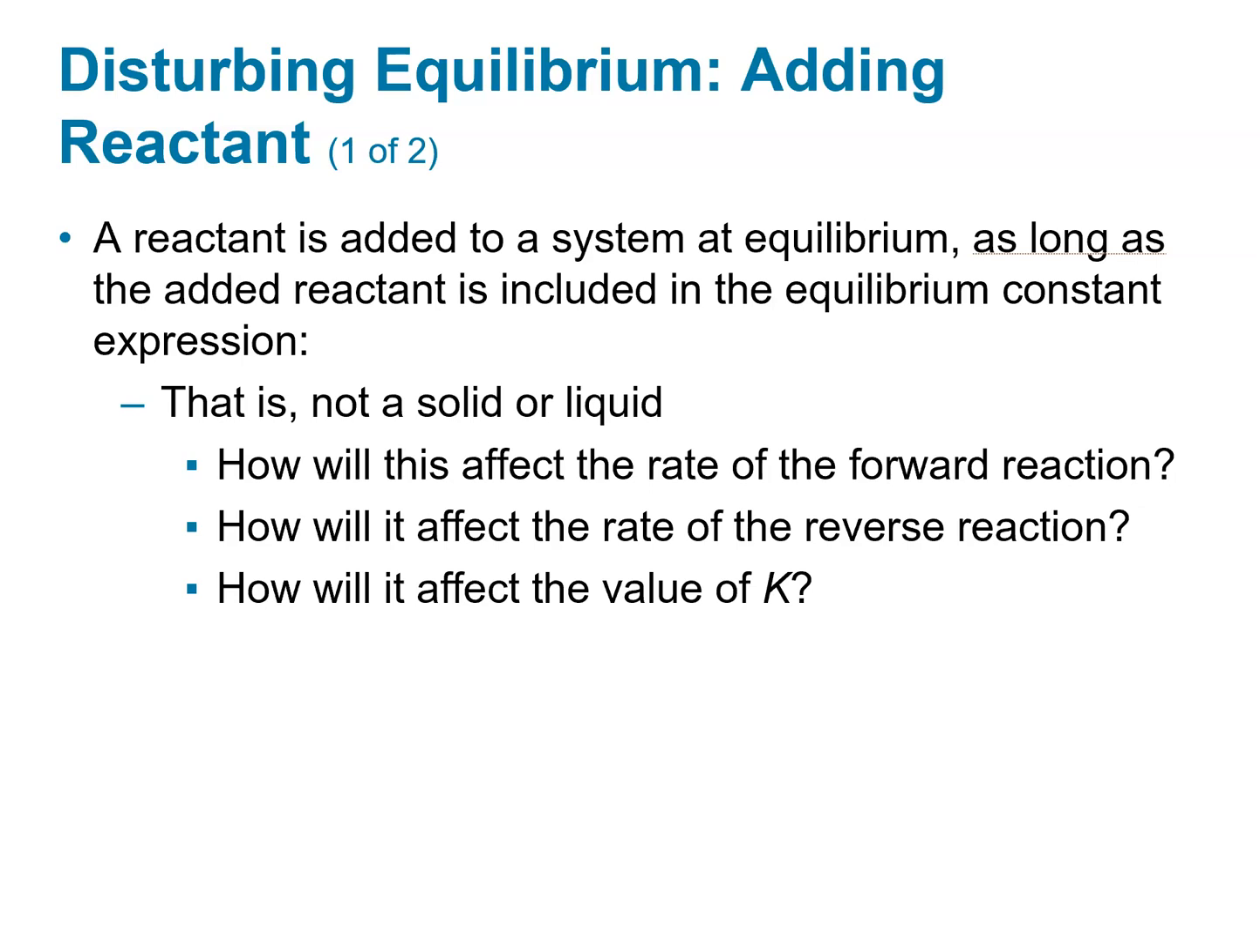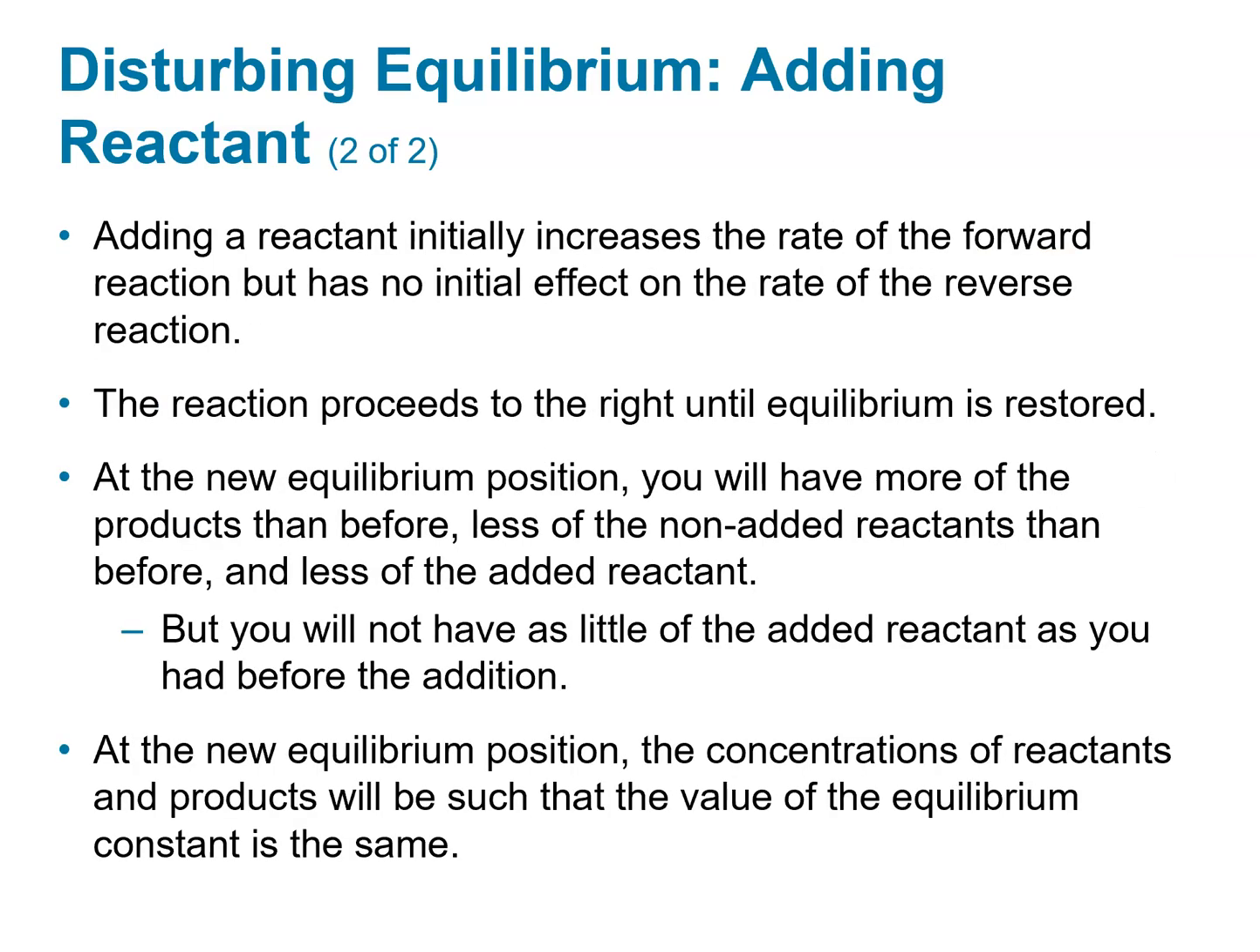So if a reactant is added to a system at equilibrium, the added reactant is included in the equilibrium constant expression, of course, because it's non-liquid or non-solid. Questions will include how will this affect the rate of the forward reaction, how will it affect the rate of the reverse reaction, and how will it affect K. So adding a reactant initially increases the forward rate of reaction, but has initially no effect on the reverse reaction. And that means the reaction is going to proceed towards products until equilibrium is restored.